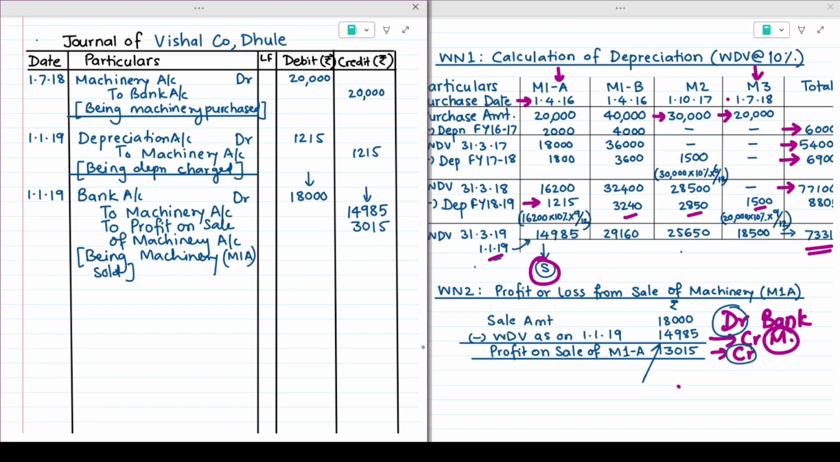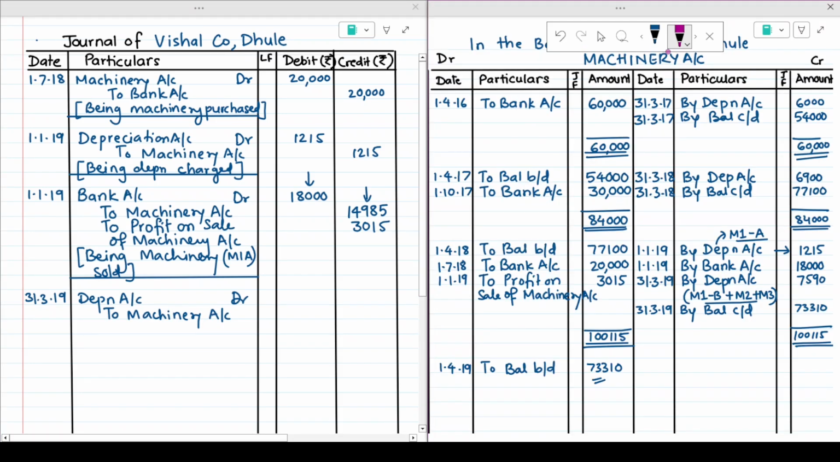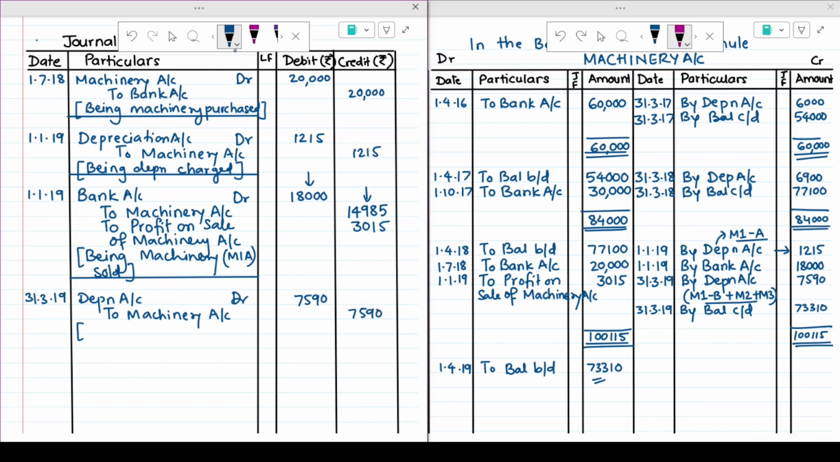Instead of M1A and M1B and making it a bit complicated to write, you can directly split this in M1, M2 and make this M3 and M4. That is also alright. So our sale of asset is done, and now the depreciation on remaining assets will be on last day. Depreciation account debit to machinery account. The amount is 7,590, being depreciation charged.